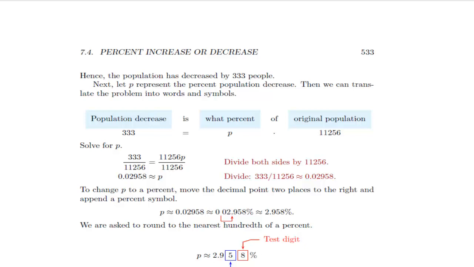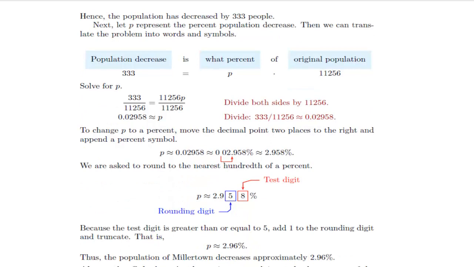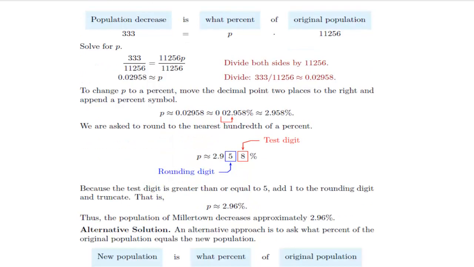To change P to a percent, move the decimal point 2 places to the right and append a percent symbol. P approximately equals 2.958%. We are asked to round to the nearest hundredth of a percent. The rounding digit is 5, the test digit is 8. Because the test digit is greater than or equal to 5, add 1 to the rounding digit and truncate, that is, P approximately equals 2.96%. Thus, the population of Millertown decreases approximately 2.96%.